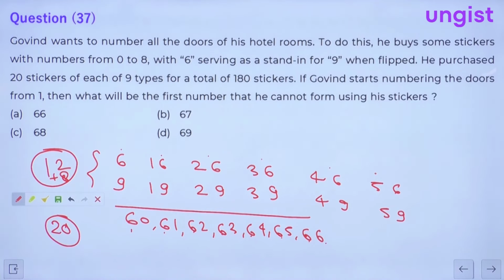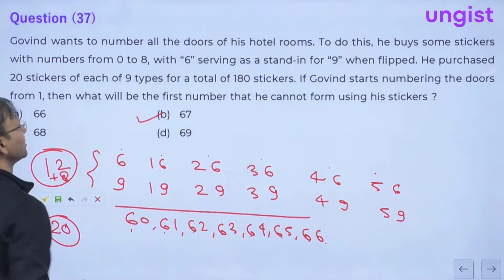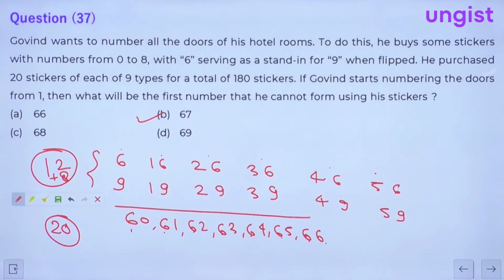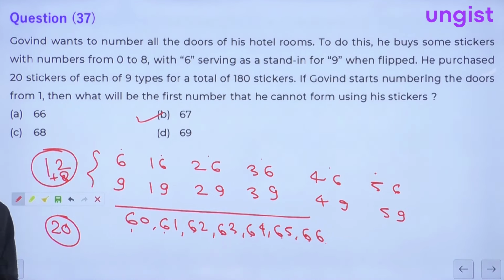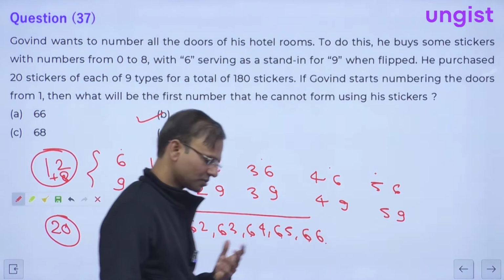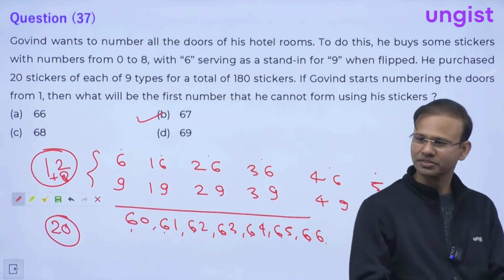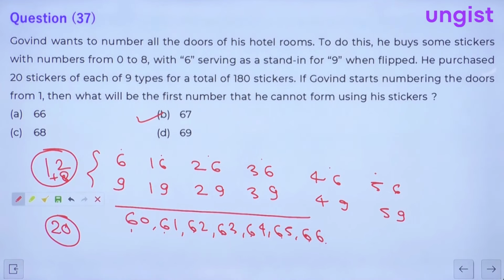After that, 67 he cannot write. The question is, what will be the first number that he cannot form? 67. Right guys? These types of questions can also be asked in the examination, because they also search for class 10th level type of questions. Guys, it is clear?